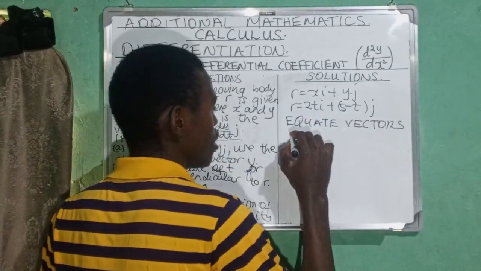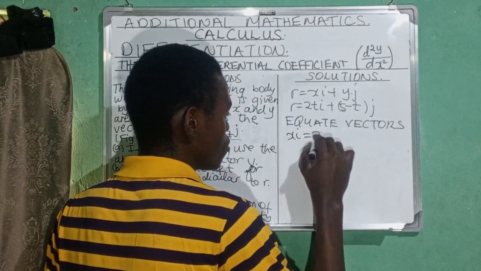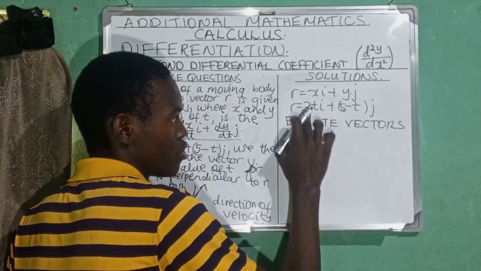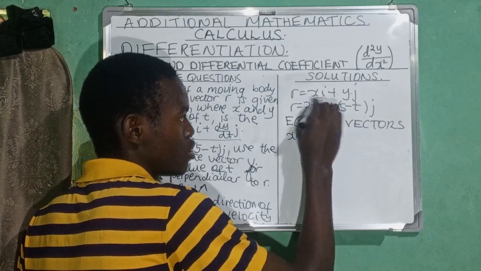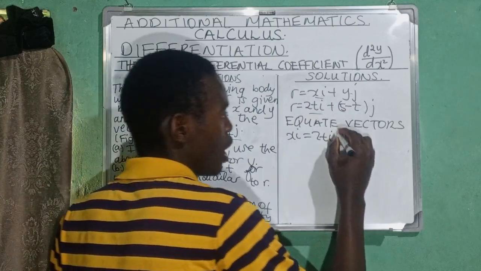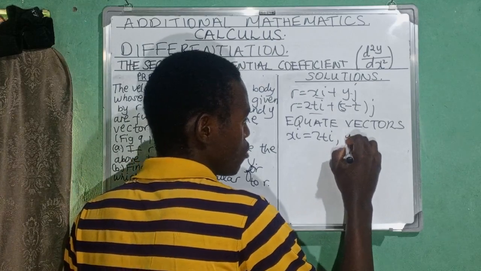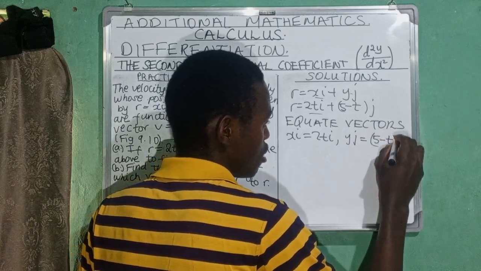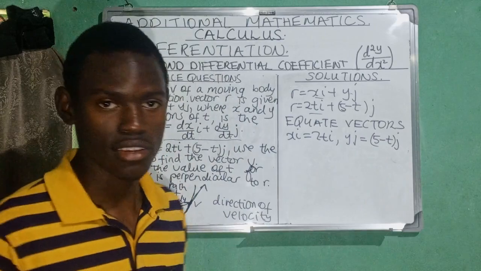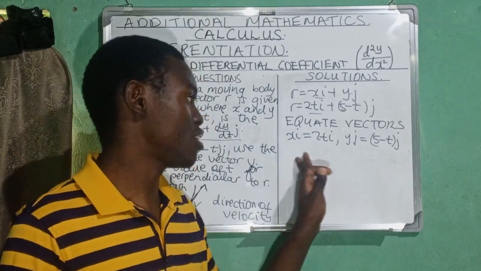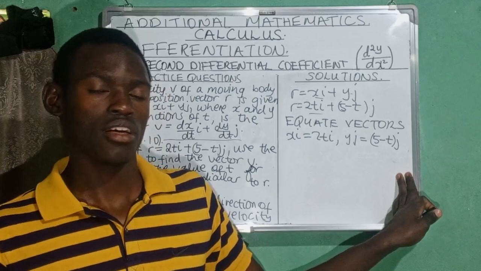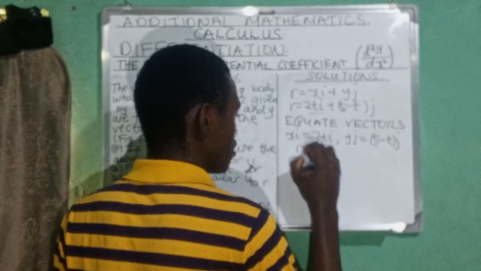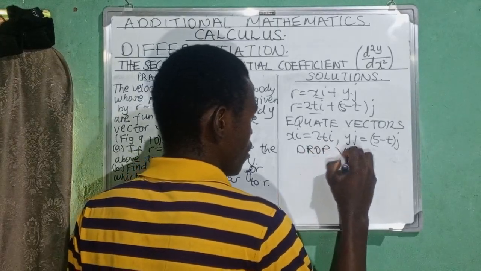So when we equate the vectors, it will be xi is equal to 2ti. So everything having i is going to be equal to that. Then yj is equal to 5 minus tj, like that. We have equated the vectors. Then what we do is we drop vectors. So we are going to write, drop vectors.